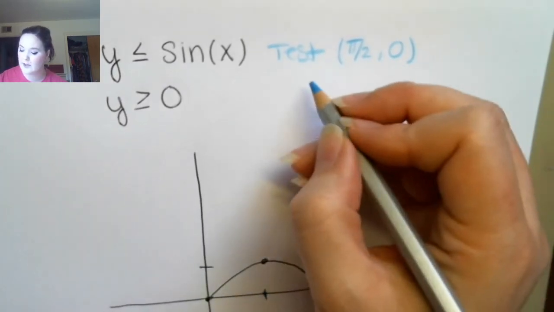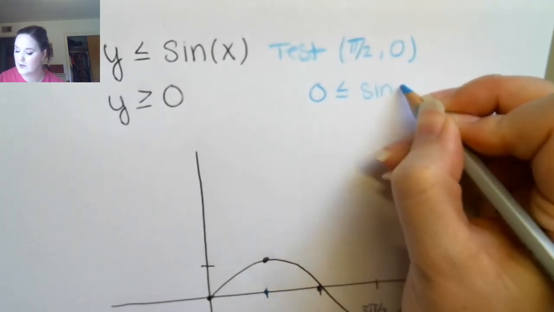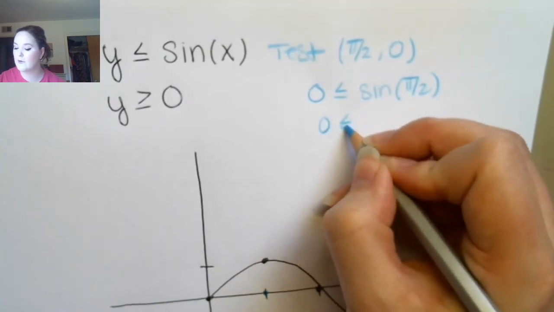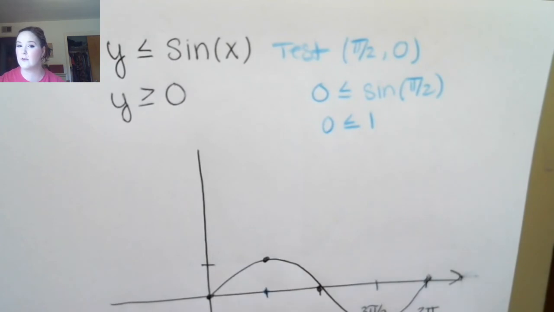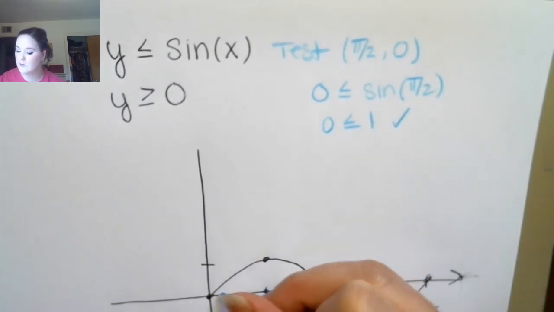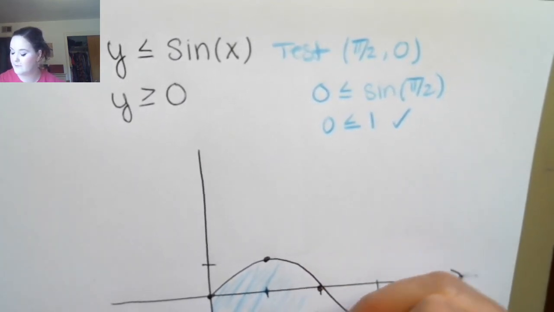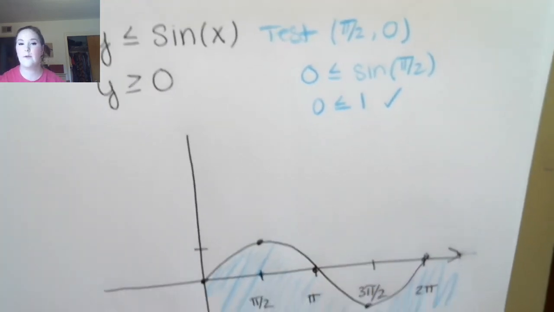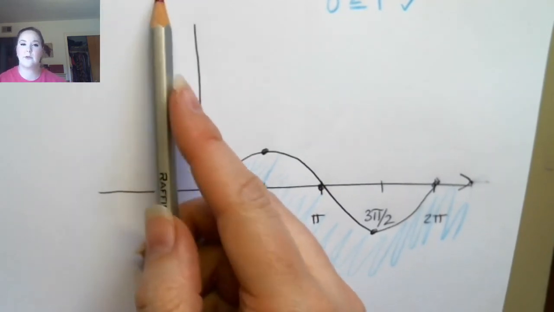So when I test this, I'm going to get 0 is less than or equal to sine of pi over 2. Now, I know that sine of pi over 2 is 1. If you didn't know that, you could certainly see that here on the graph. So this is true, so I want to include that. That means I'm going to be shading below my graph here. Like that.